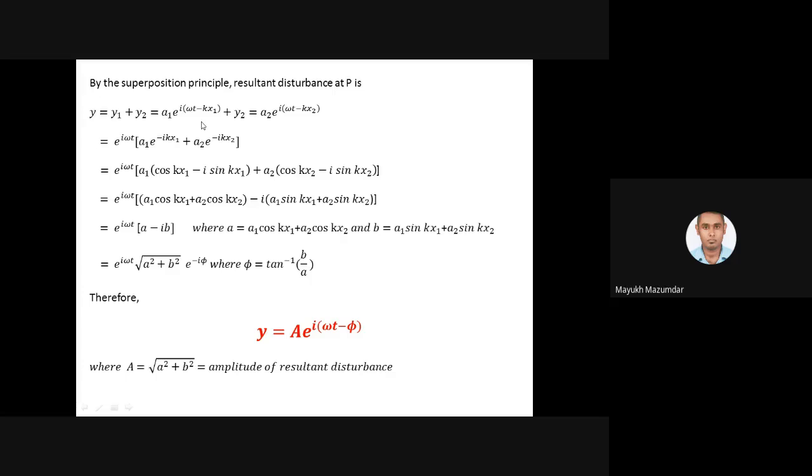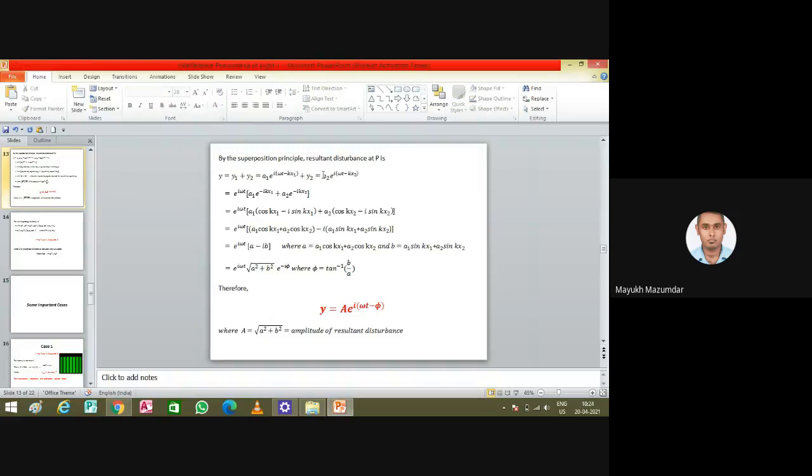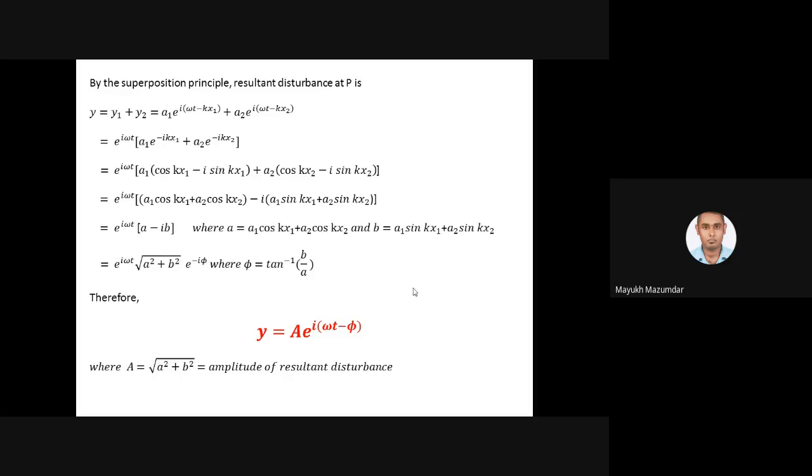Yes, there's a mistake here, I think. Typing these equations, you have to change them many times, so I must have forgotten to change it here. Yeah, so this is y1, this is y2. Now this looks very complicated. How to simplify? First, you have to take e to the power i omega t common. It is present in both the terms.